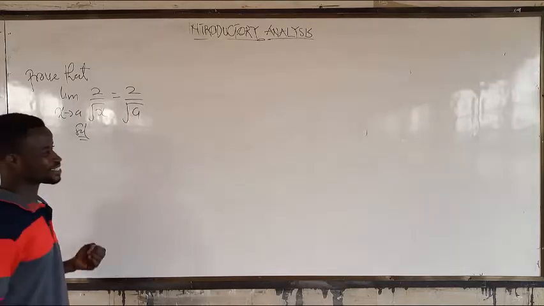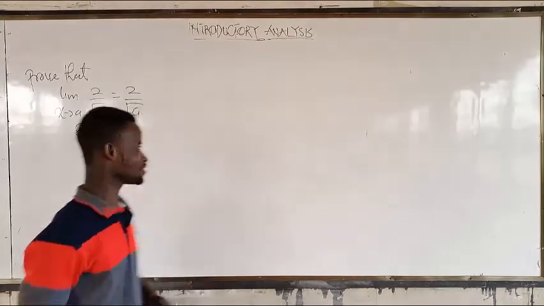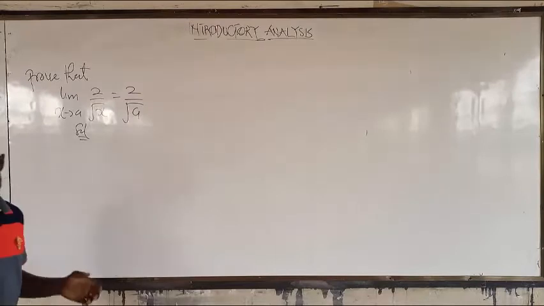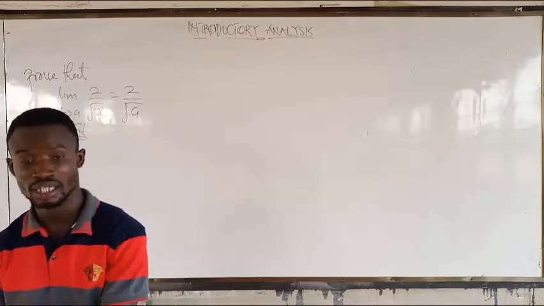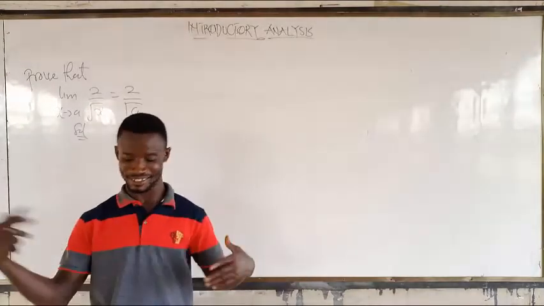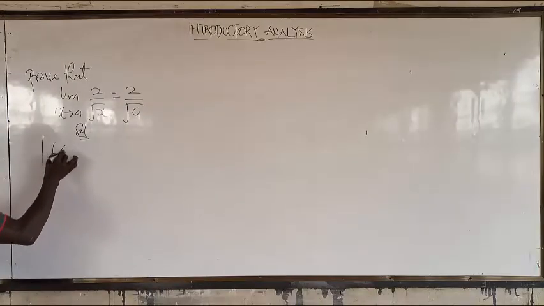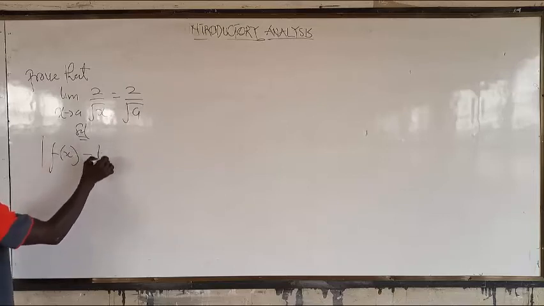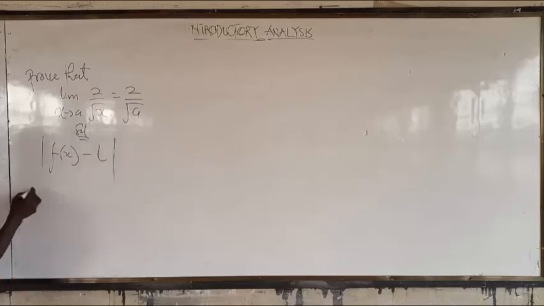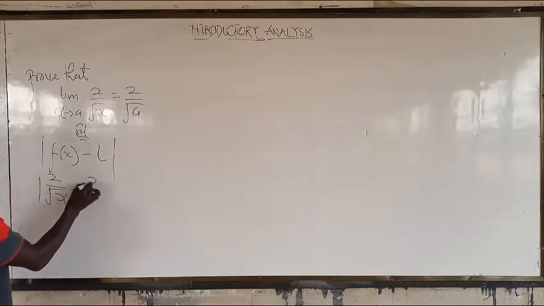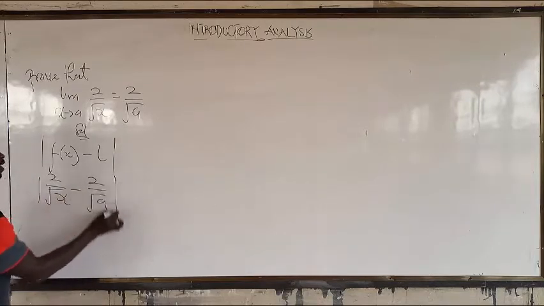Alright, let me add this question to you as a bonus. So you start by quoting the theory, if given any possible slot like that. Alright, so straightforward. We know it's going to be f of x minus L. So here we get 2 over square root of x minus 2 over square root of a.